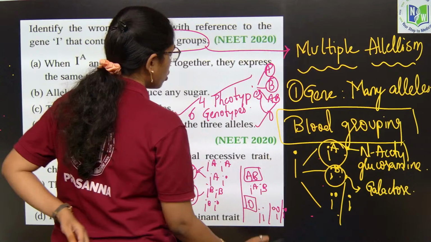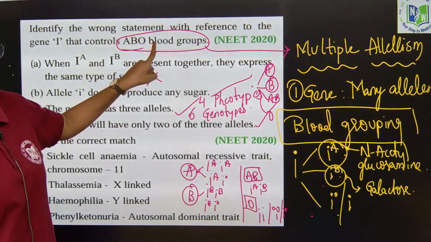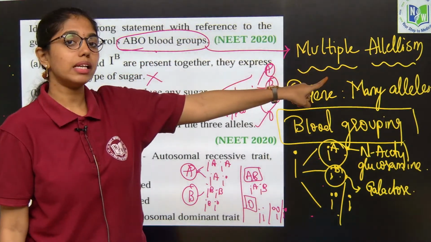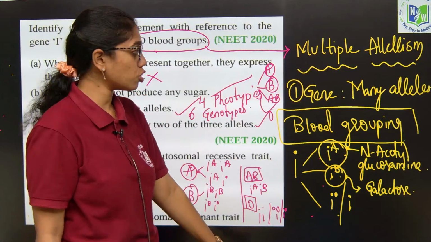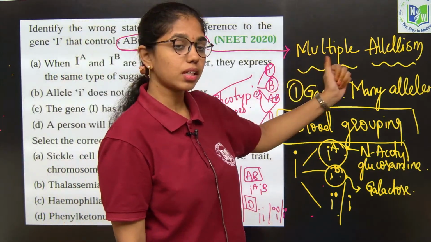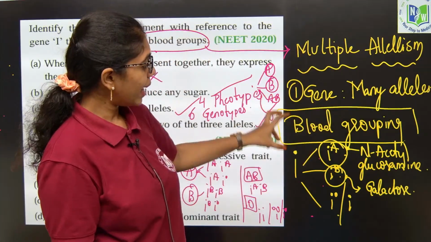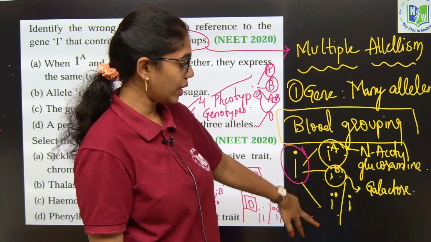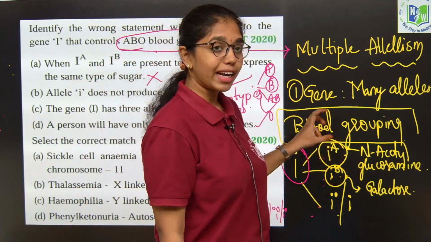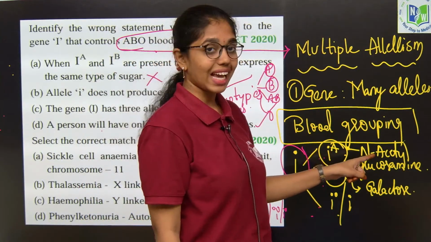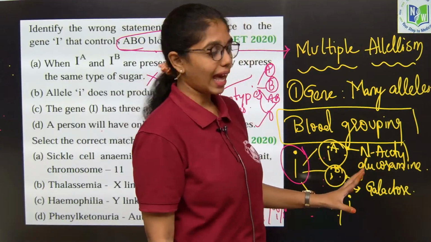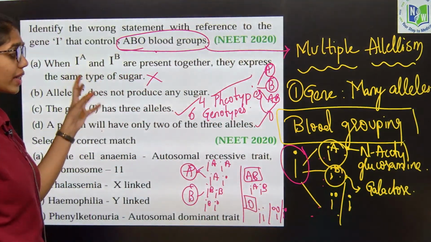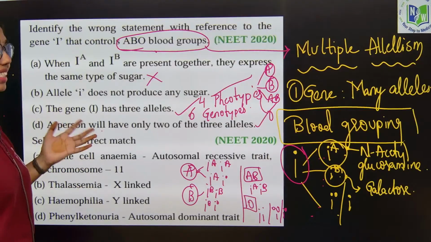Got it? So, ABO blood grouping comes under the concept of multiple allelism, which deviates from Mendel's law of inheritance, where one gene is controlled by multiple alleles. The I gene has 3 alleles, IA, IB and IO, where A codes for N-acetyl glucosamine and B for galactose. So, it has 4 phenotypes and 6 genotypes.